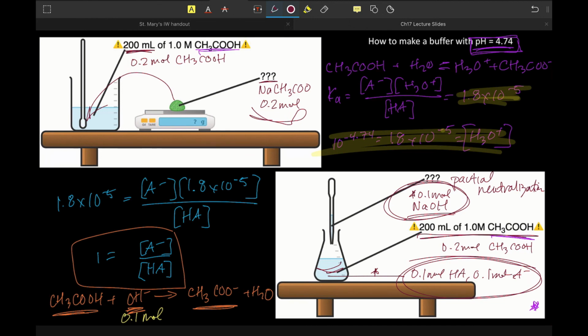So even though the total amount of acetic acid and acetate is not the same as in the first buffer, both of them will have a pH of 4.74 because it meets the criteria of HA concentration equals A minus concentration. Yes? Does that make sense? I sure hope so. If not, look at this again.